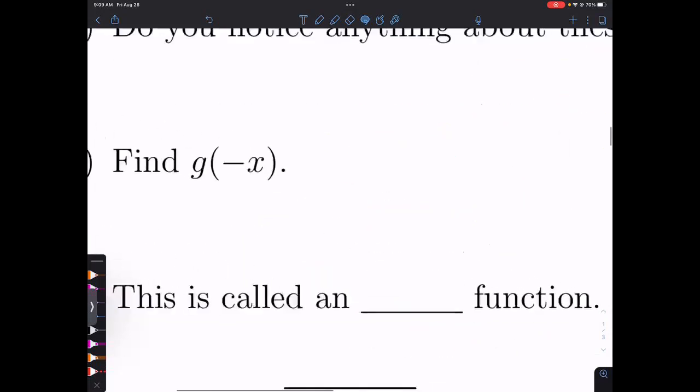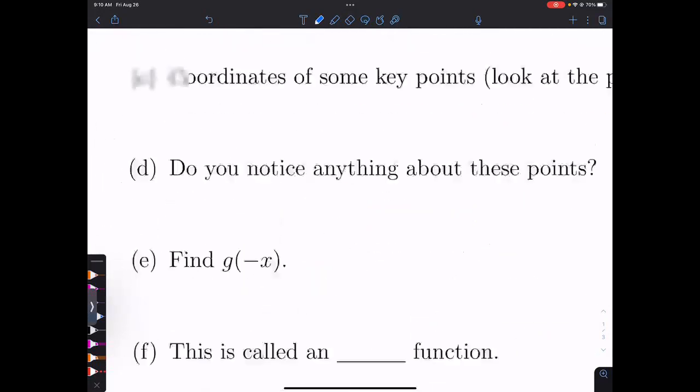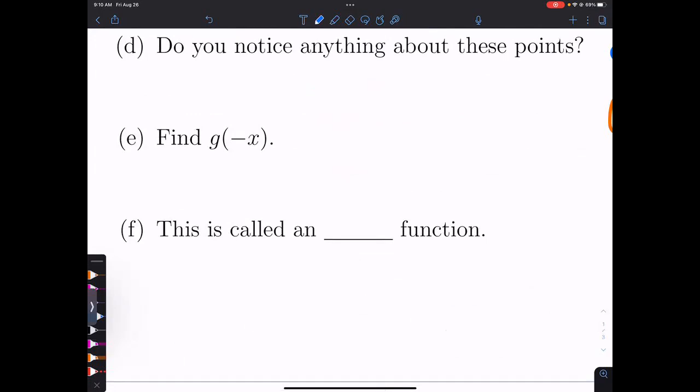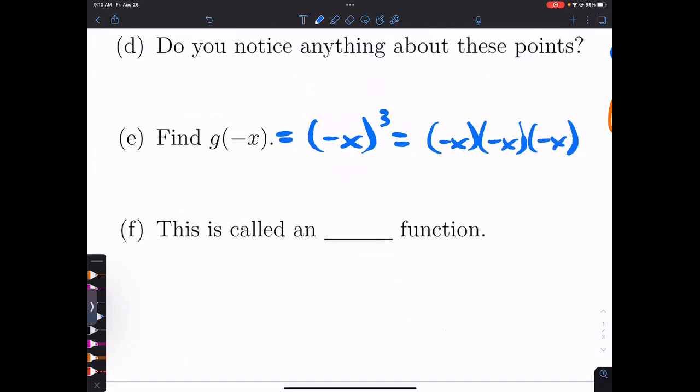Okay, so let's check then. Find g of negative x. This function is x cubed. Take a thing and cube it. Cubing means take 3 copies and multiply them together. What happens? It's going to stay negative, right? Because negatives cancel in pairs. You got 3 of them, so it's going to end up being negative. And there are 1, 2, 3 copies of x, which we normally write as x cubed.